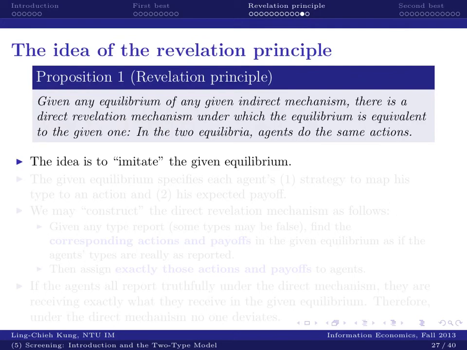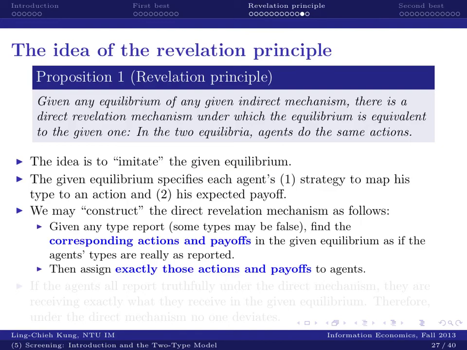So how may we show this is true? The idea is to imitate the given equilibrium. Because now I am saying you give me your type, I assign you an action and a payment. So I can somehow assign you actions. Let's see how may we do this. You have a given equilibrium. This equilibrium specifies each agent's strategy to map his type to an action and his expected payoff. Right? Somehow there is an equilibrium, somehow each agent plays the game and finds their strategy and payoffs.